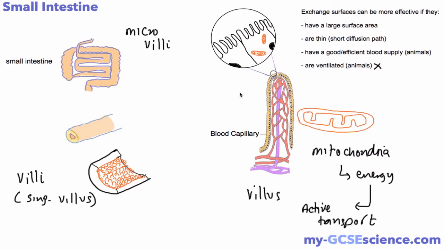The key thing and the most important thing is to remember these 4 points. Exchange surfaces are more effective when they have a large surface area, are thin to provide a short diffusion path, have a good and efficient blood supply, usually that's to do with animals, and are ventilated. That's usually something to do with lungs, because we have the movement of air. And if you know those 4, you can often apply it to almost any example that you may be given. But the 2 examples that you do need to know are the ones that we've covered in this video here.